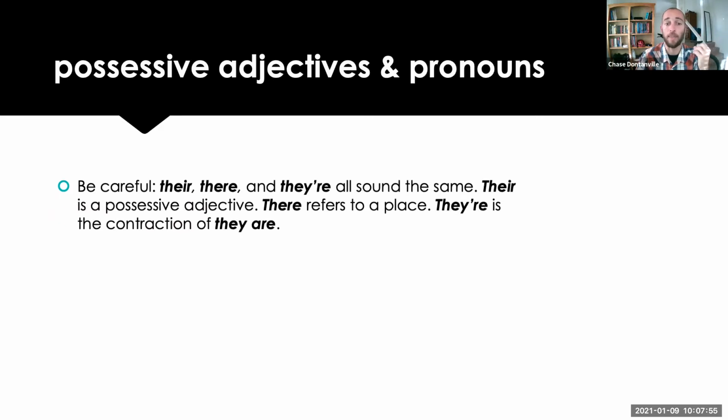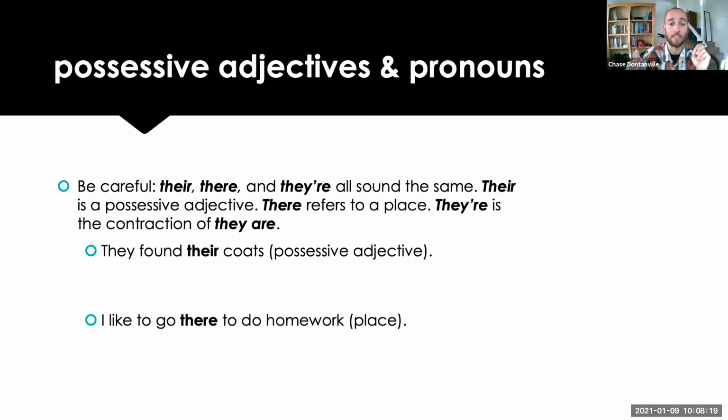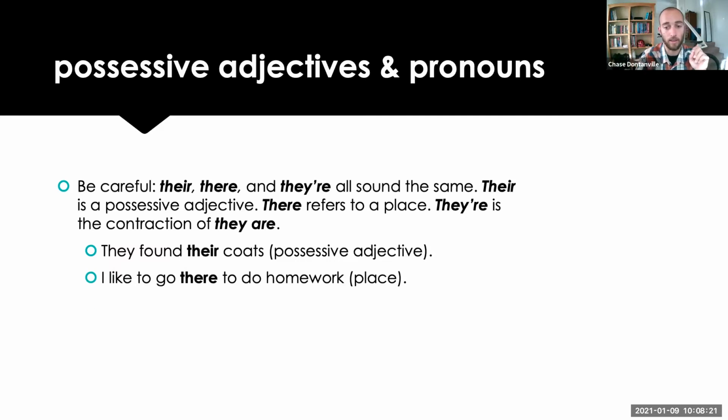Also be careful with their, there, and they're because they all sound the same. Their is a possessive adjective. There refers to a place, right? Here, there. And they apostrophe re is the contraction of they are. They found their coats, possessive adjective. I like to go there to do homework, place. They're going to the beach. They are.